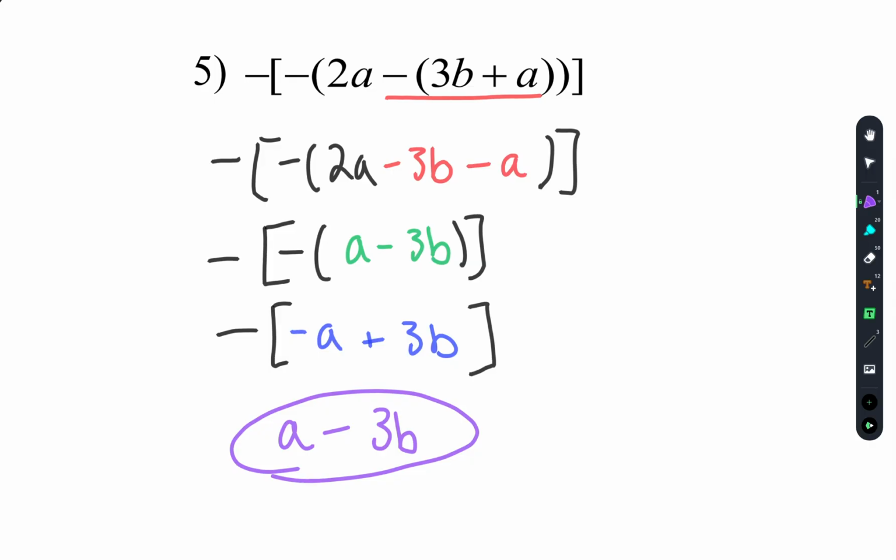Okay, this is right. But then you're dropping this chunk of it. Do you know what I'm saying? So this is positive, so you distribute this, but then you have to rewrite the rest of it so you don't lose anything. The answer is A minus 3B.